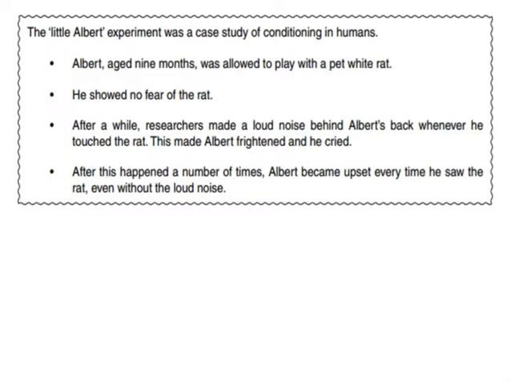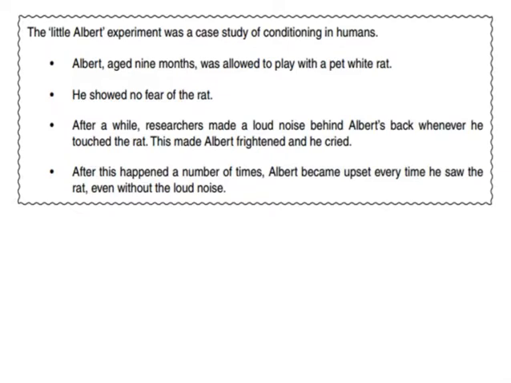It caused Albert to be frightened and cry. But they only made this loud noise when Albert actually touched the rat. Now this training was repeated many times, and eventually Albert became upset every time he saw the rat, which actually was the secondary stimulus in this case. And he became afraid of it even when there wasn't a loud noise.